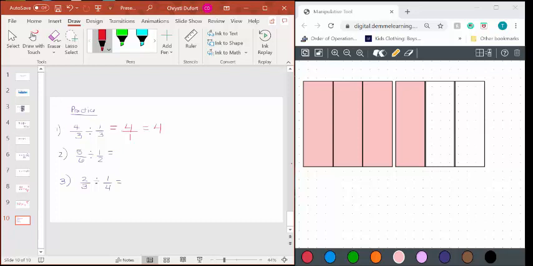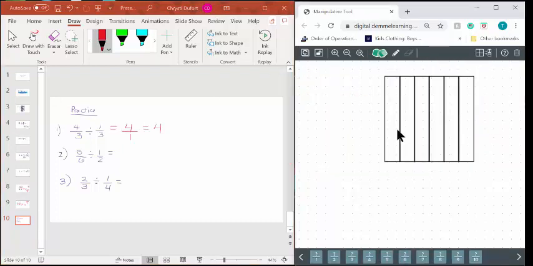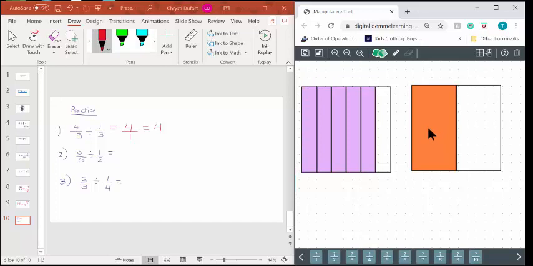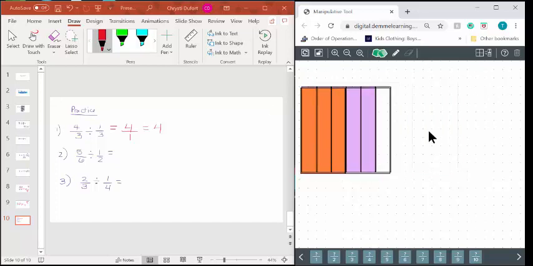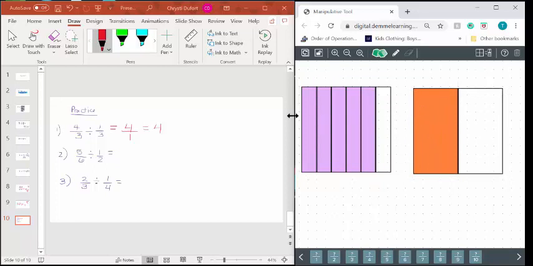All right, let's take a look at the next one. We have 5/6 divided by 1/2. So how many times is 1/2 going to fit in a 5/6? Well, we see it'll go in 1 whole time. That takes up 3 of them, and a little bit of another one. We don't have enough to do another 1/2 again.